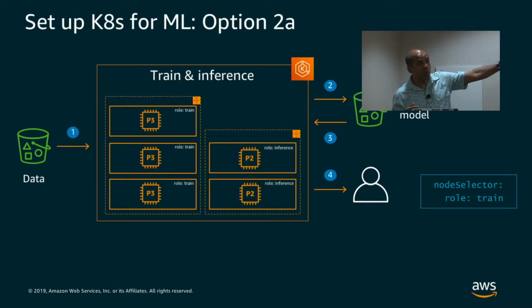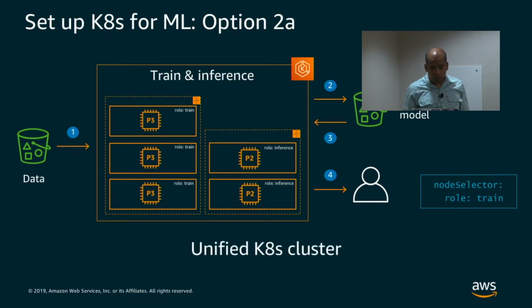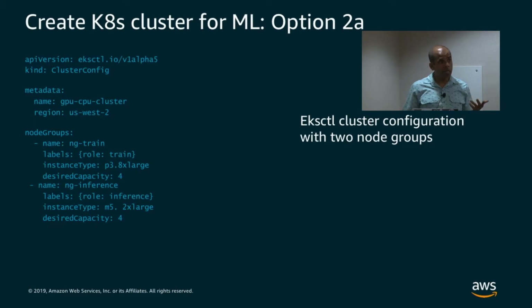Now you're going to use node affinity in this case. All you're saying is, hey, pick the node selector role::train, and this is going to go to the training node group here. This is a unified Kubernetes cluster. So again, very easily, simply possible using just eksctl.